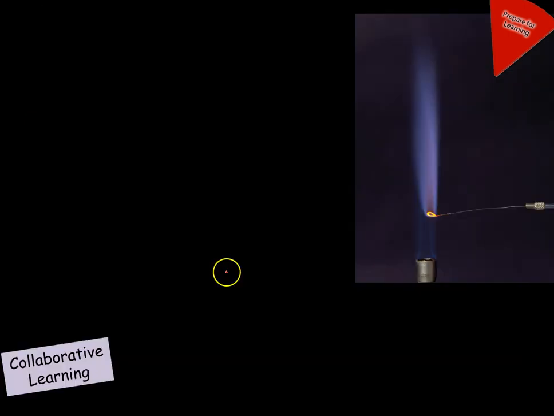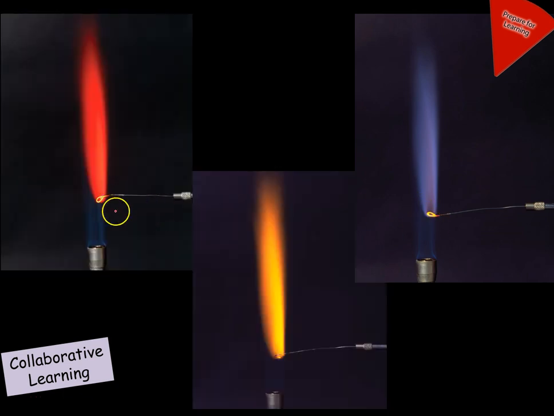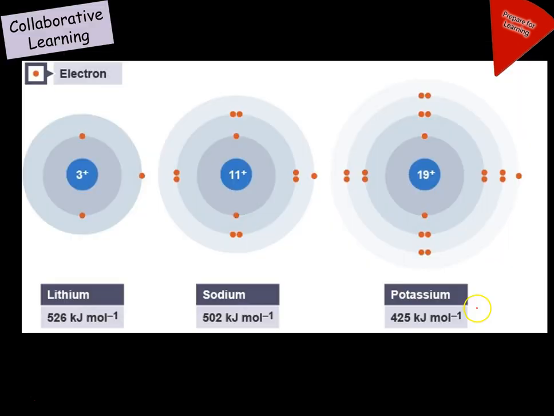That's the key phrase. So we've just seen that potassium burns with a lilac flame, sodium burns with an orange flame, and lithium burns with a red flame. So you should also know these colours.